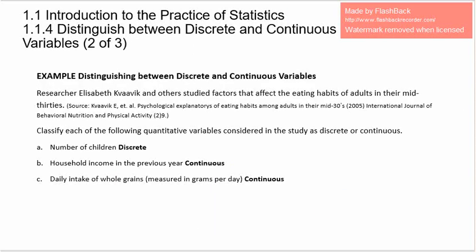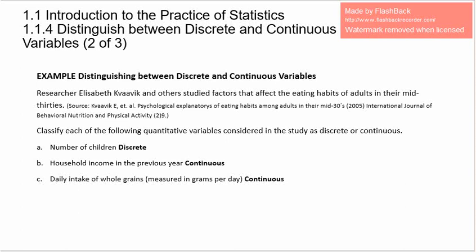So here is an example to distinguish between discrete and continuous variables. In the previous research done by researcher Elizabeth, let's classify each of the following quantitative variables considered in the study as discrete or continuous. Remember that we had the number of children and we said that is a quantitative variable because we can count 0, 1, 2, 3. And clearly that is discrete because we can't have 1.5 children.